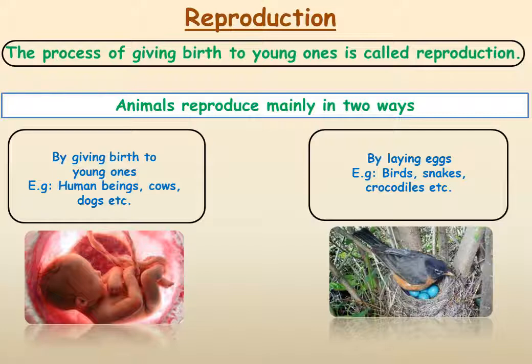First one, they will give birth to young ones. Just like human beings, cows, dogs, etc., we have seen that the mother will give birth to the young ones. But the second way is different. They will lay eggs. After laying eggs, the new babies are formed from the eggs. Examples for that are birds, snakes, crocodiles, etc.